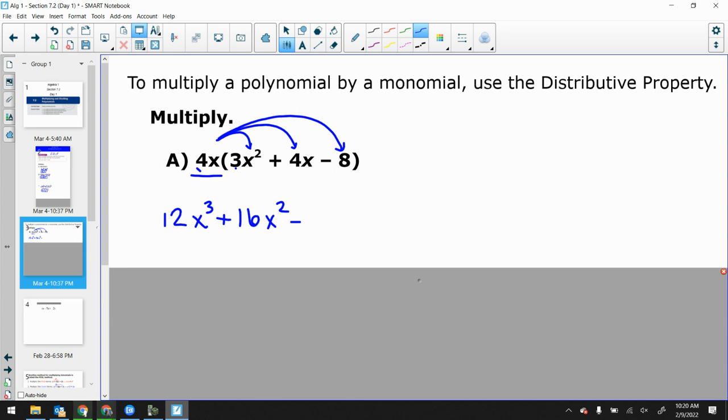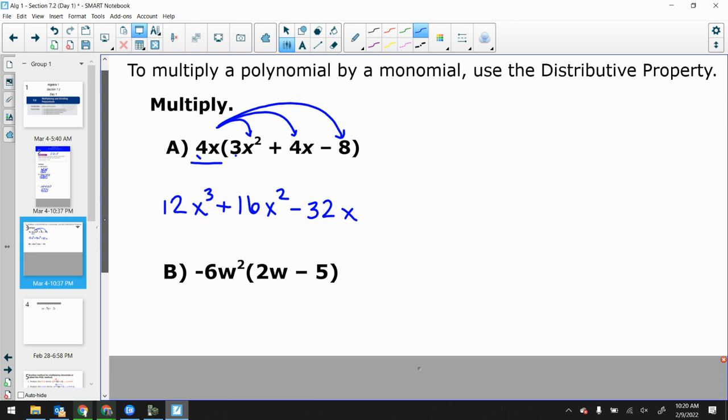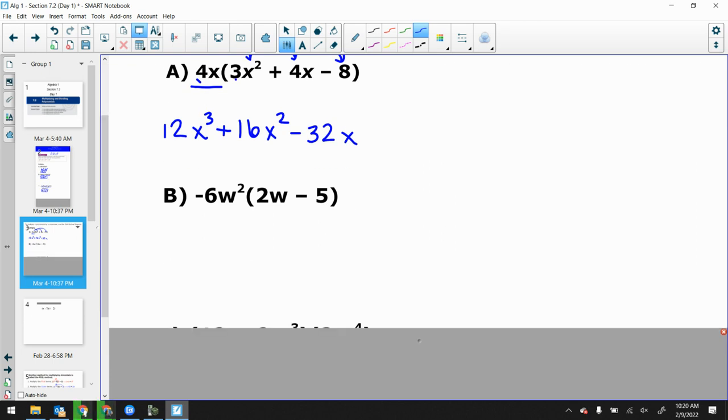Okay? So now I have 4x times negative 8. 4 times negative 8 is negative 32, and the x gets carried along for the ride. So this is a monomial times a trinomial. So essentially, if I have a monomial times any sort of polynomial, I'm just going to use the distributive property. Same thing here. This is a monomial times a binomial.